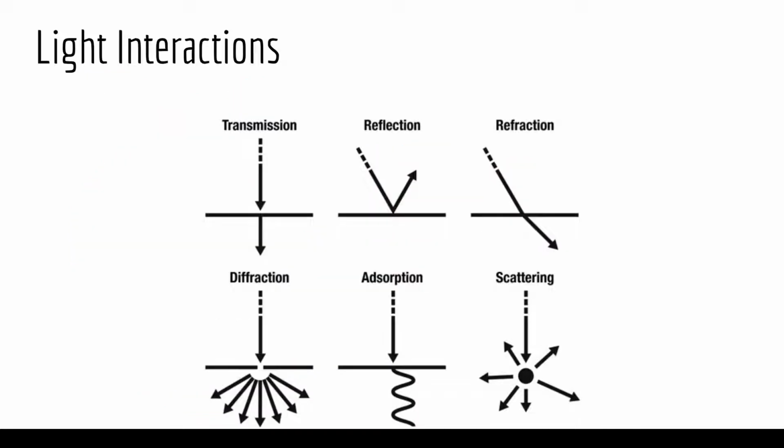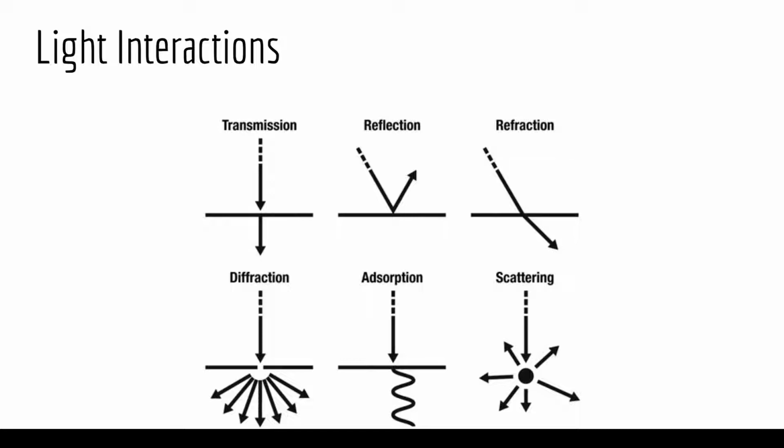We have different terminology for the way light interacts with the surface in unique ways. So we have transmission. That's when light simply enters and travels through a surface or a material. Reflection is when light bounces off of the surface and doesn't actually go into that new medium or material. Refraction is when light enters that medium or material and changes direction. We're going to ignore diffraction for right now.